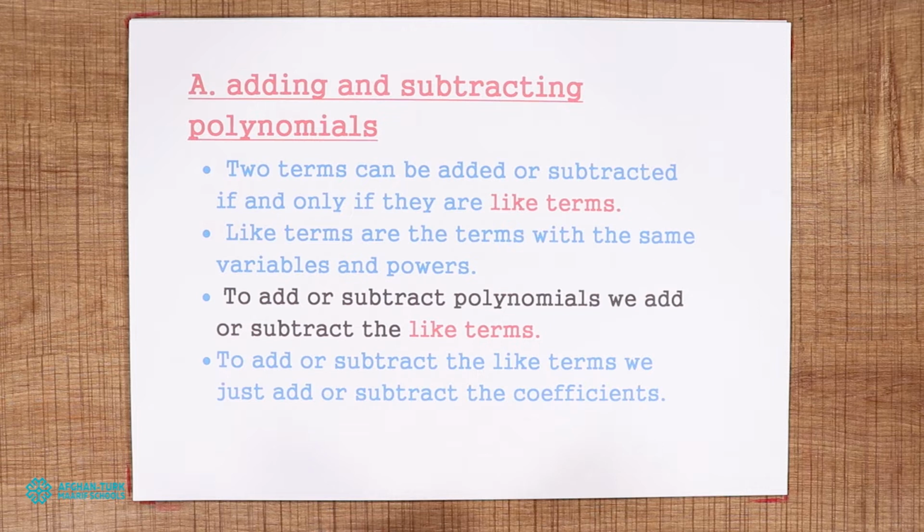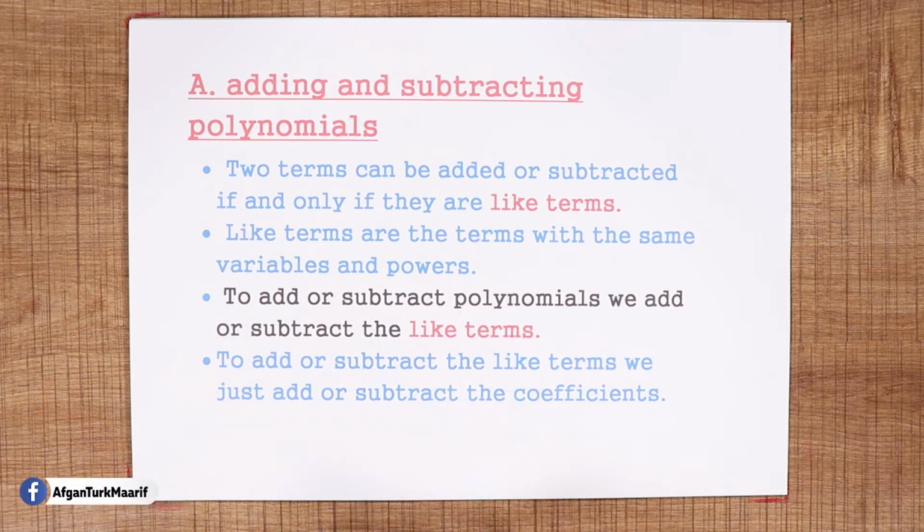For adding and subtracting polynomials, you will learn how to add and subtract polynomials, what like terms are, and when or how you can add two terms. Two terms can be added or subtracted if and only if they are like terms. If they are not like terms, you can never add or subtract those monomials or terms.